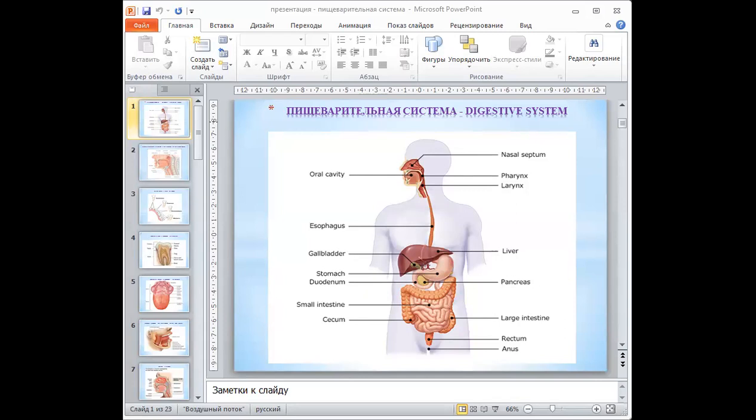The digestive canal is 8 to 10 meters long and has the following sections: the oral cavity, pharynx, esophagus, stomach, small intestine, large intestine, rectum, and anal aperture.